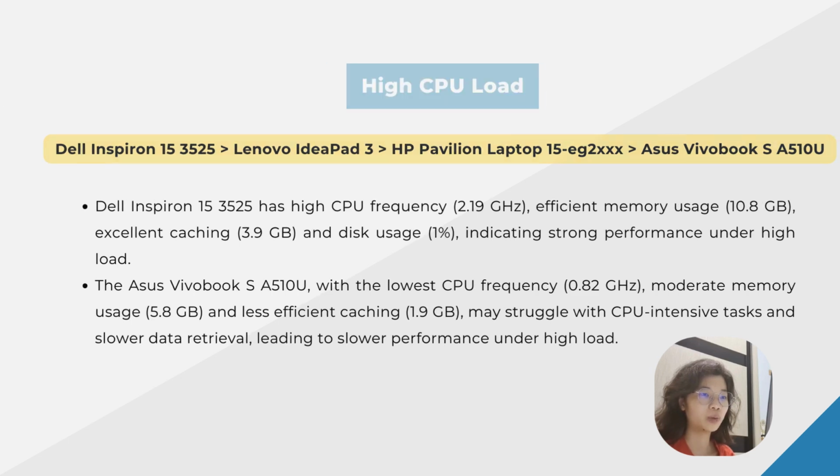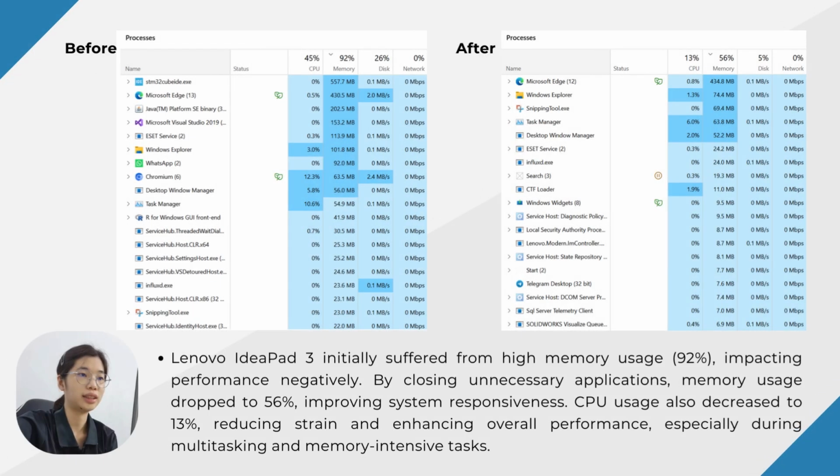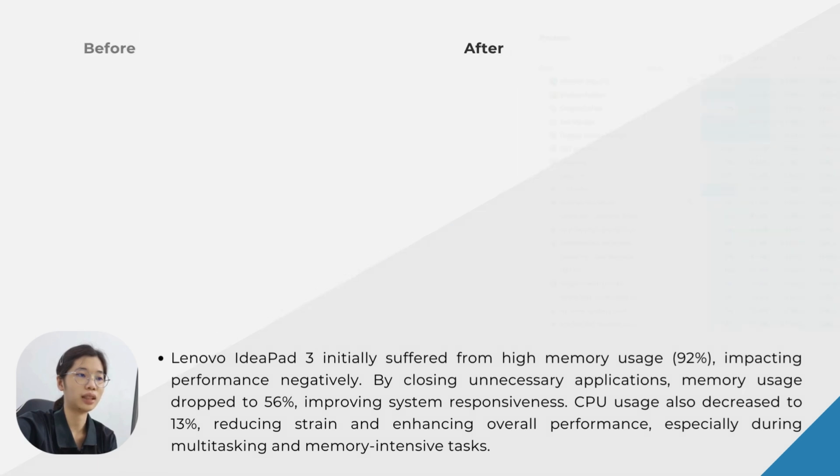The Lenovo IdeaPad 3 initially had high memory usage of 92%, which impacts performance. Closing unnecessary applications reduced memory usage to 56%, improving system responsiveness. CPU usage also decreased to 13%, further enhancing overall performance, especially during multitasking and memory-intensive tasks.